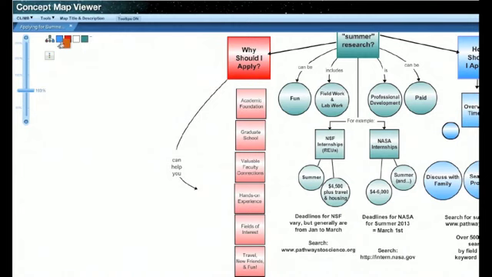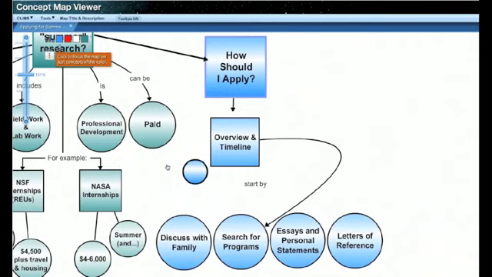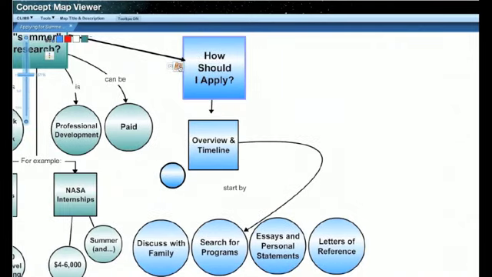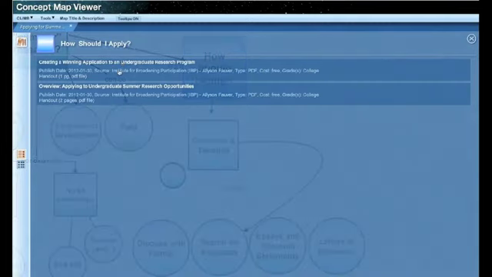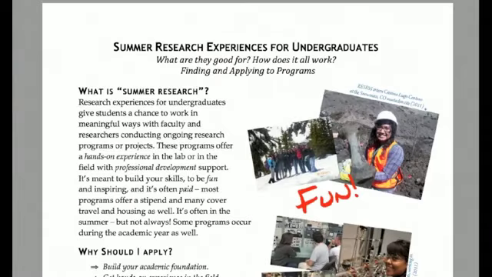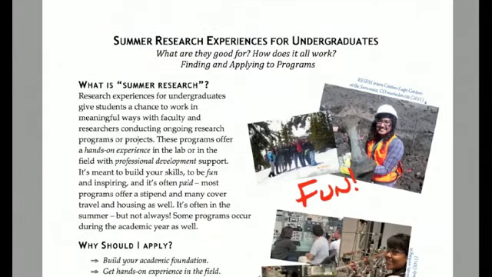Looking into a timeline for applying and how to go about applying, I want to highlight 2 handouts here. One is a general creating a winning application with some good tips. The other is applying to undergraduate summer research opportunities, which I have open here in another window. And I just want to point out that there's a nice little timeline for applying in this handout.